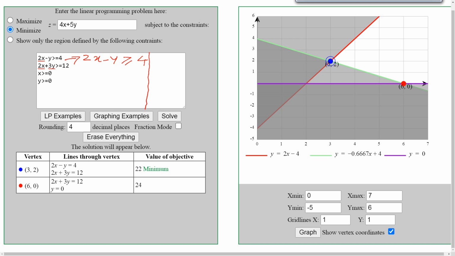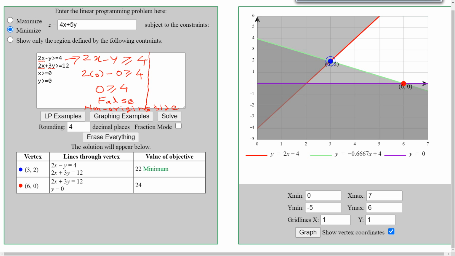So put x and y as 0, because we are determining whether the inequality is satisfied by the origin, which has coordinates 0, 0. So 2 into 0 minus 0, that is 0, is greater or equal to 4. Is this true or false? It is clearly false. 0 is less than 4, so it is false. And if it is false, then which side of the line do we shade? We shade the non-origin side.